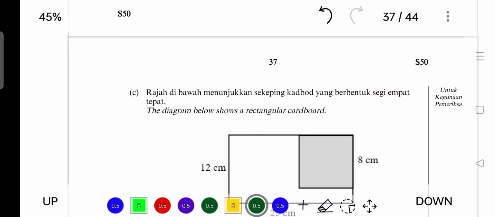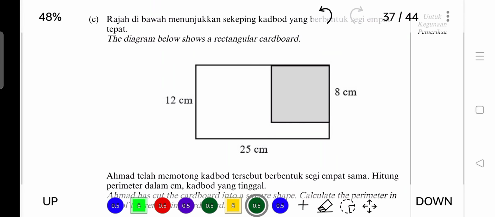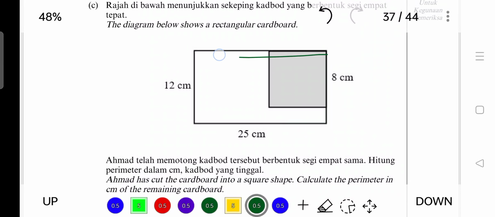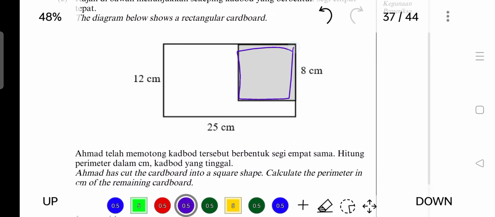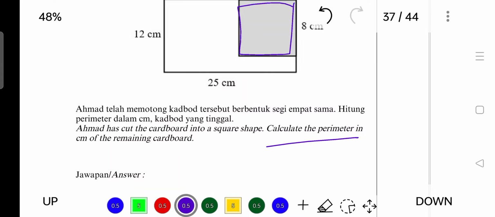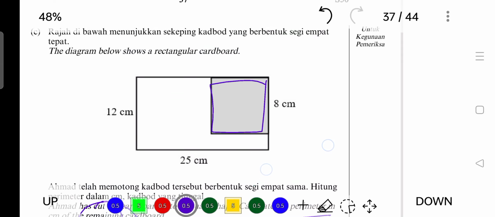Okay, this is question C. The diagram below shows a rectangular cardboard. Okay, can you see this rectangular shape? Ahmad has cut the cardboard into a square shape. Can you see the square shape? Calculate the perimeter of the remaining cardboard.